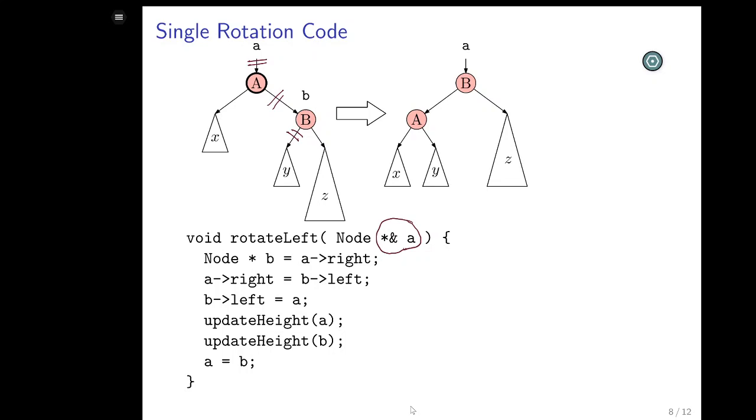This is called A. This is called, no, let's not use A. This is called 1. This is called 2. And this is called 3. And now here's the game we're going to play. You have to tell me which line of code changes which pointer. It's going to be fun. What line of code changes pointer number 1?